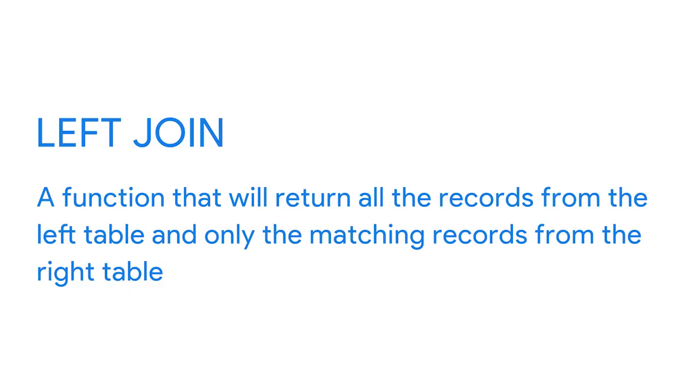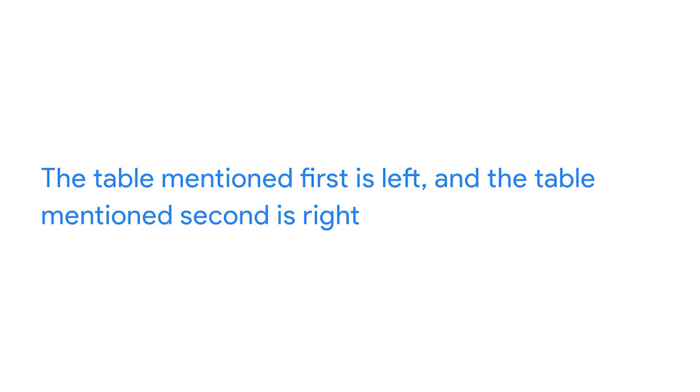A left join is a function that will return all the records from the left table and only the matching records from the right table. Here's how you can figure out which table is left or right. In English and SQL, we read from left to right. The table mentioned first is left and the table mentioned second is right. You can also think of left as a table name to the left of the join statement and right as a table name to the right of the join statement.